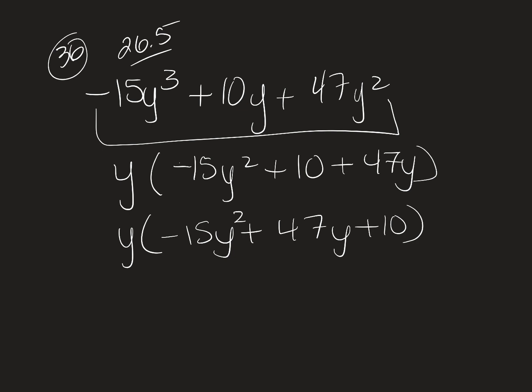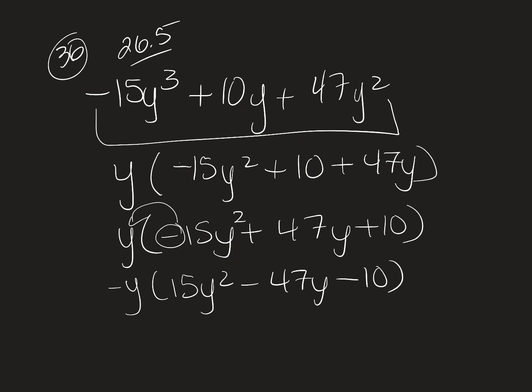Not losing any of these. I might even take negative y out, because then the first one's not negative and it makes it easier for me. So let's do that. So we'll take this negative y, we'll make this 15y squared minus 47y minus 10.